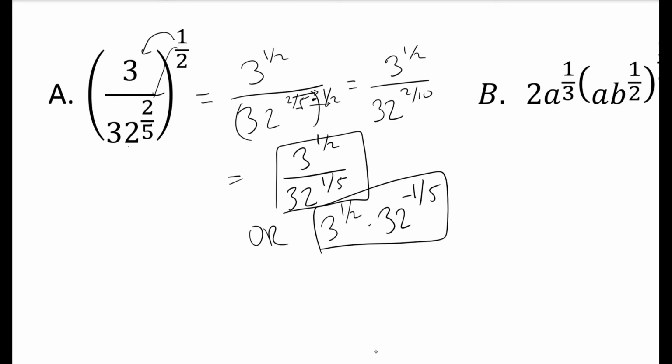All right, now notice that we're not simplifying this at all. We're only using the properties, okay? So technically you can simplify the 32 to the negative 1/5 power, right? You can actually simplify that, but we're not concerned with that at this point for this problem.